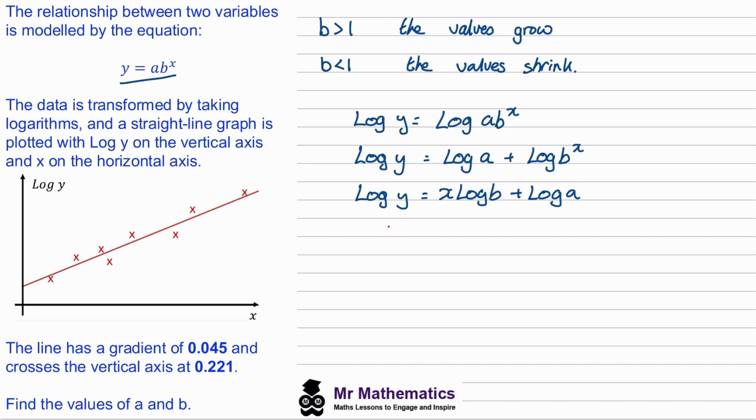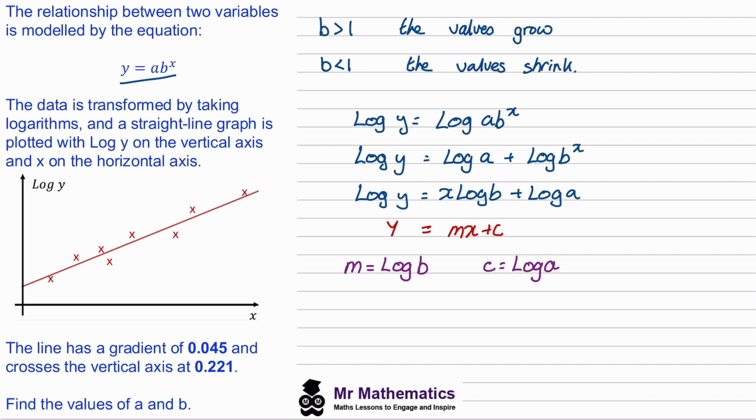And this looks just like the equation of a straight line graph, where we've got y equals mx plus c. The log of y will map onto the y term, which you can see on the vertical axis. The x's will match up, and m, the gradient of that line, will be the log b term. So we can say that m, the gradient of our straight line, will be equal to the log of the constant b. And then we can see that the intercept c will map onto the log a term. So c will equal log a.